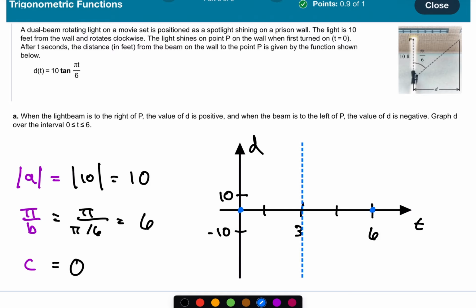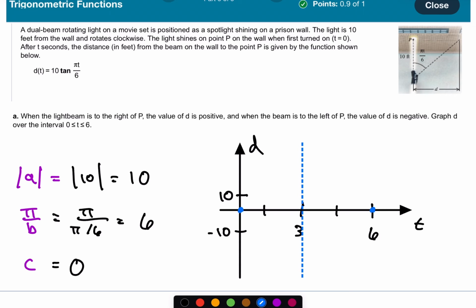So again, for tan, it passes through the origin. We didn't shift it side to side at all, so this one should start at 0. Let me see, what is it, D? After t seconds, the distance of the beam to the point P, right? So at time 0, the distance to the point P is also 0, right? So again, when we start, it's at 0. When we finish, we're back at 0.